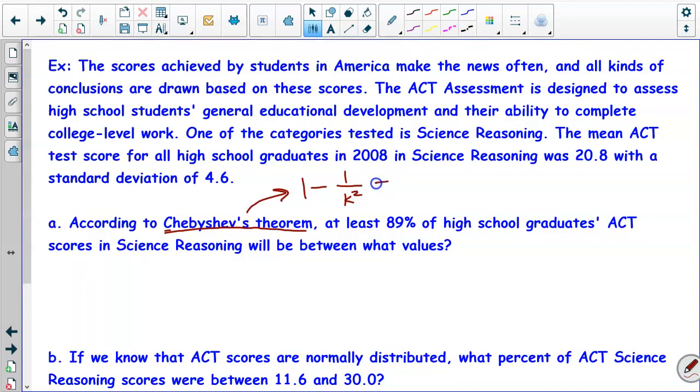Or you could solve it like algebra. You can set this equal to 0.89. Then you can solve, yes. But he's saying, let's just try 2. We already had 2. 2 standard deviations for Chebyshev's theorem gives me 0.75.